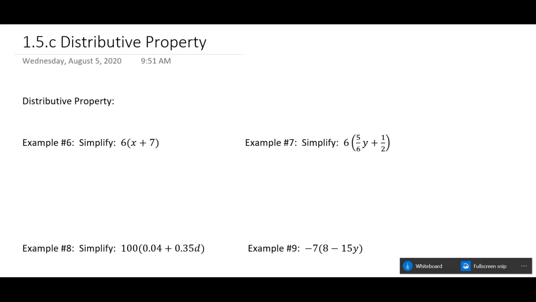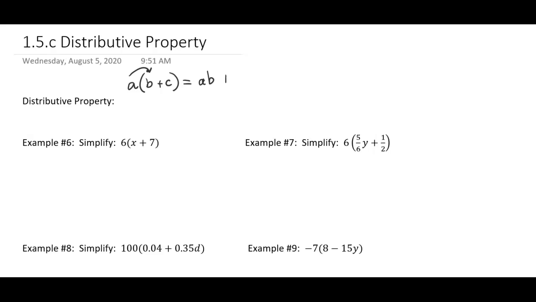So the last property we're going to talk about is the distributive property. And the distributive property says if you have a number that you want to multiply by some things inside the parentheses, that you can distribute. So you can go a times b and then a times c.